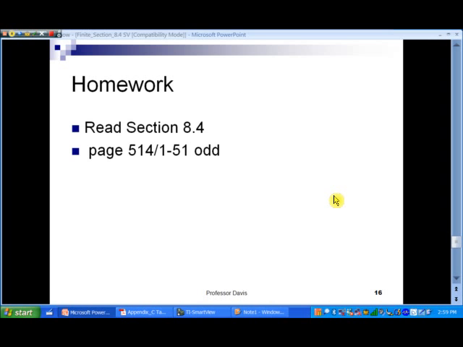All right, so what we want to do in this section is take a look at problems 1 through 51 odd.